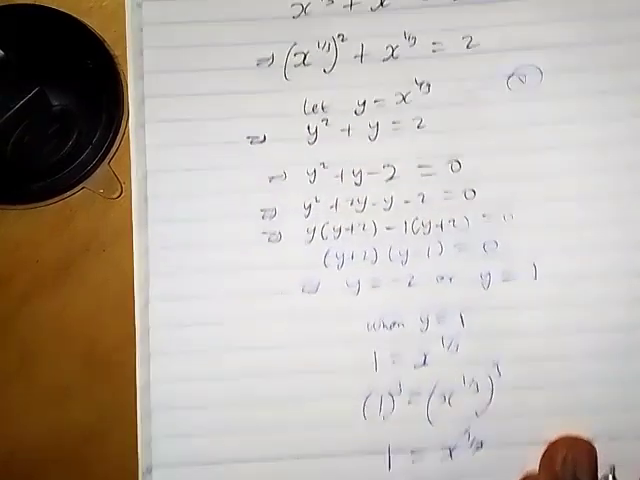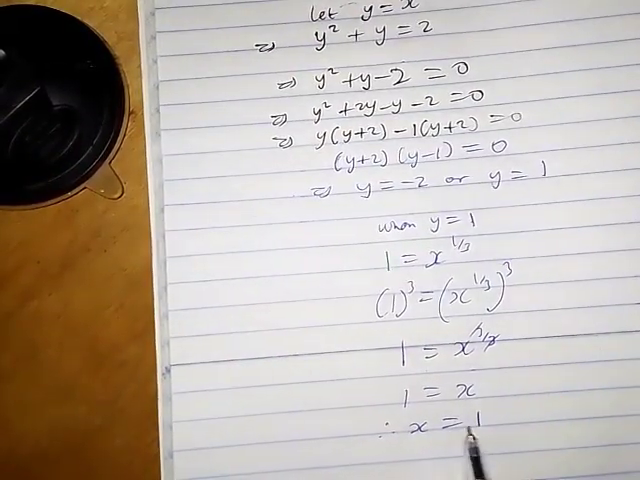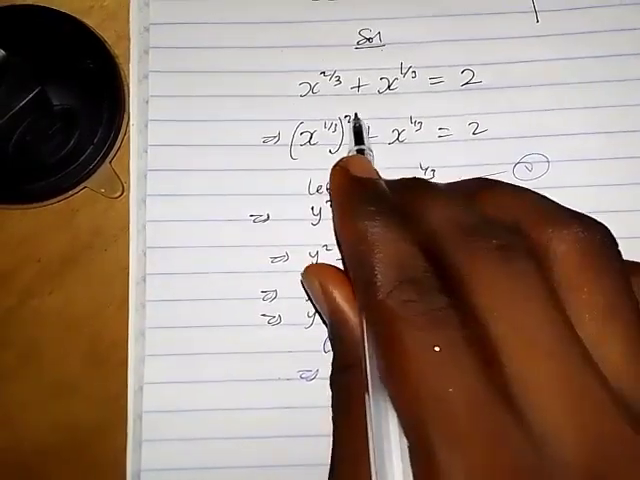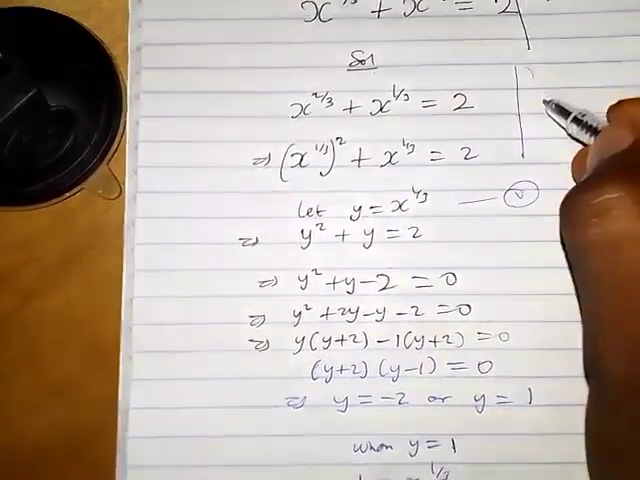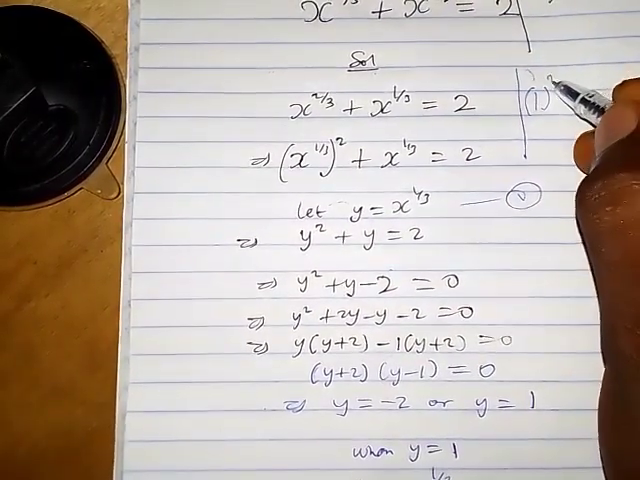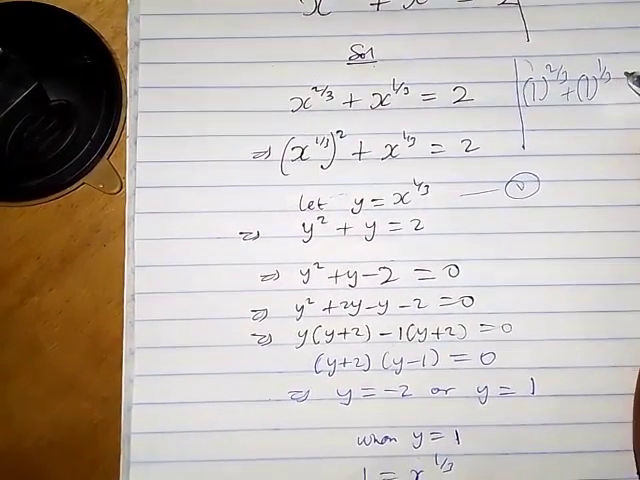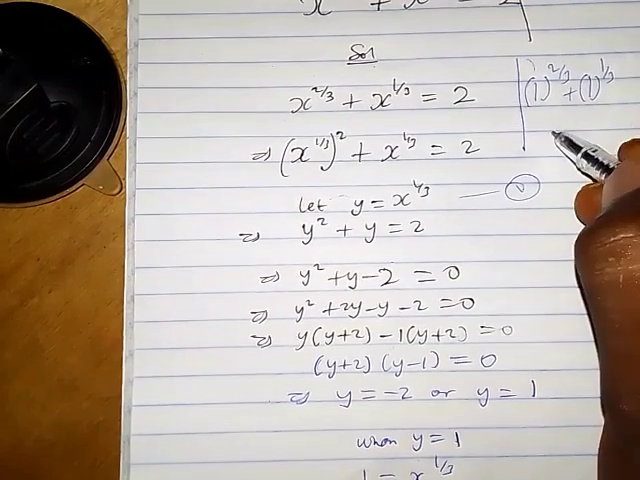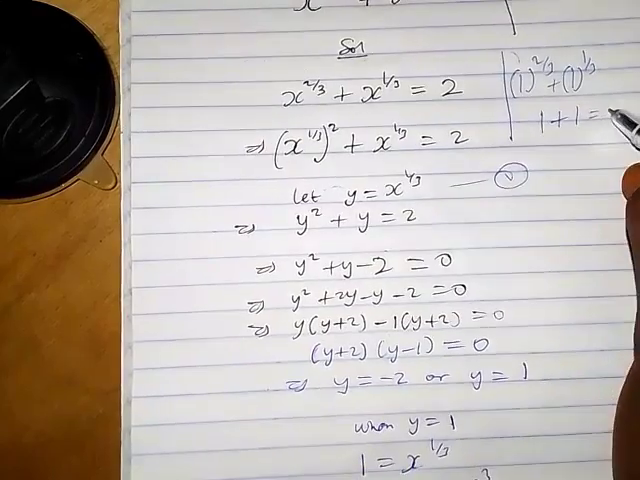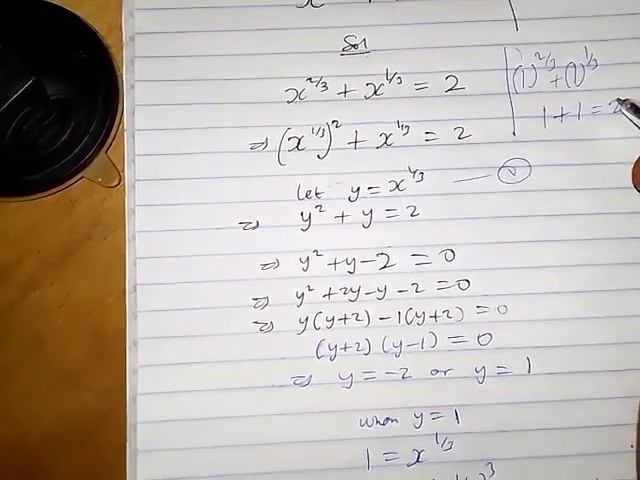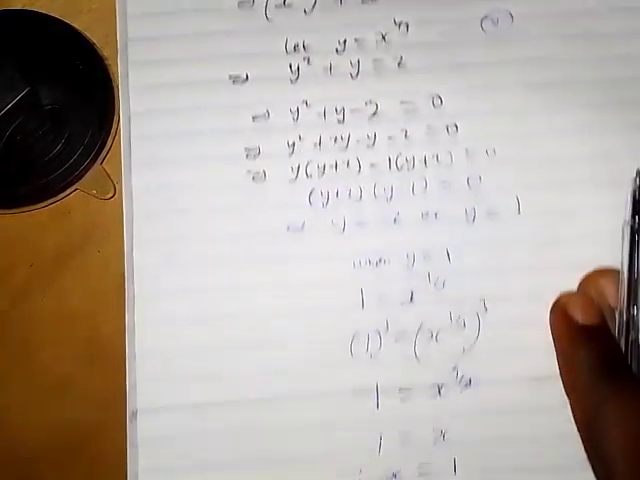How do we check if what we have done is right? So the value of x is 1. Let's plug it into this equation. When x is 1, we have 1 raised to power 2 over 3 plus 1 raised to power 1 over 3. 1 raised to power 2 over 3 is simply 1, plus 1 raised to power 1 over 3, that's just 1. So 1 plus 1, that's 2, which is what we have on the right hand side. So the value of x in this equation is simply 1.